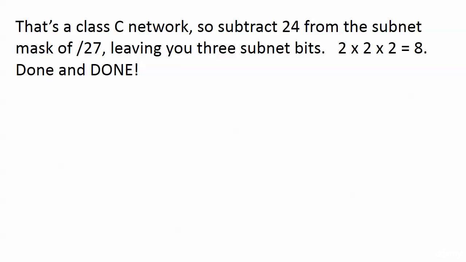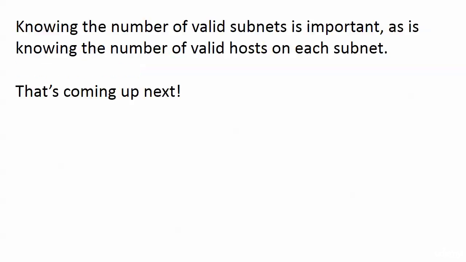So now that we have taken a look at the longer method of getting the number of valid subnets and the shorter method as well, we need to get these valid hosts down, because obviously we've got to know how many valid subnets we have, but we also have to know the number of valid hosts we have on each one of those subnets. And notice that I keep saying the word valid. We haven't seen any invalid numbers yet, but I have a feeling we just might when we're working with those valid hosts, and that is coming up next.